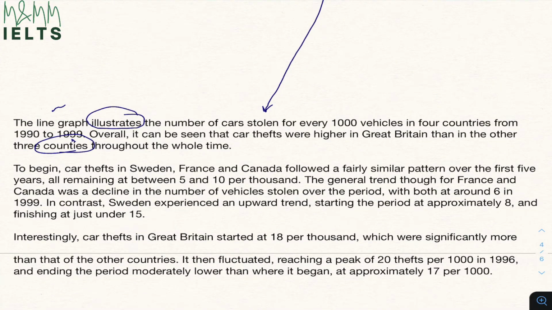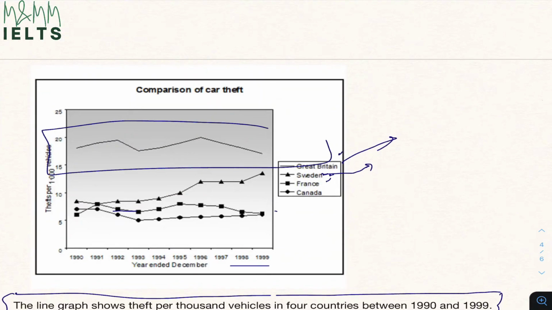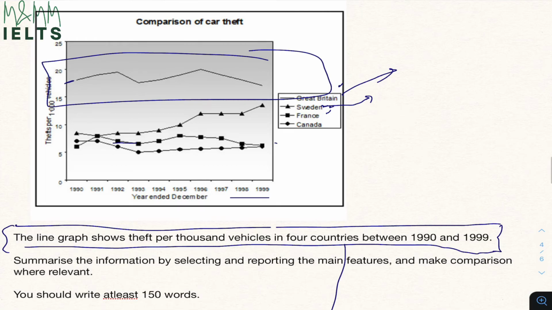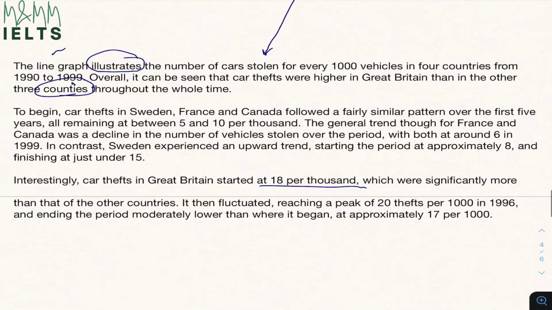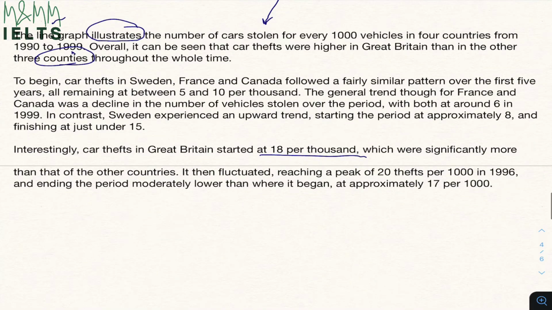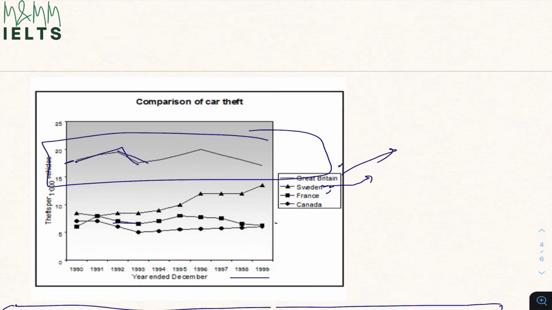Interestingly, because something different is going to happen, so I just said the word interestingly, car thefts in Great Britain, so I'm talking about this single line now, it started at about 18, as you can see over here. So I've written started at 18 per thousand, which was significantly more than the other countries. It then fluctuated a bit. So I'm just basically describing this line. So it increased and decreased. So it fluctuated, reaching a peak of 20 thefts in 1996.